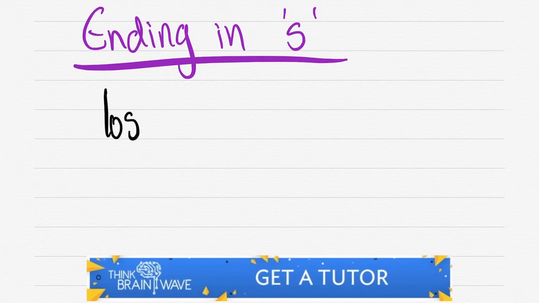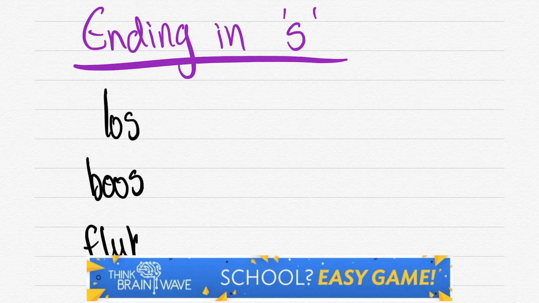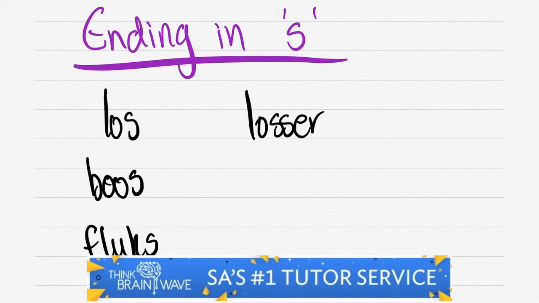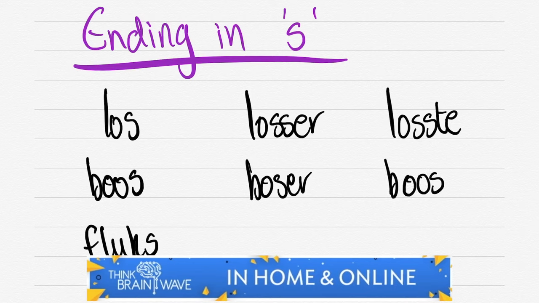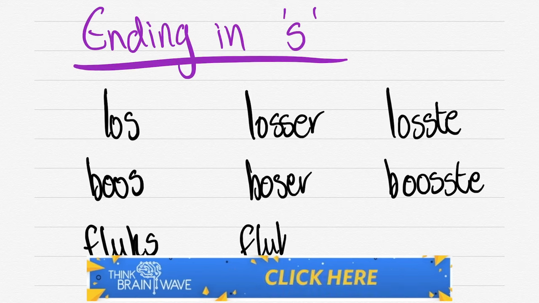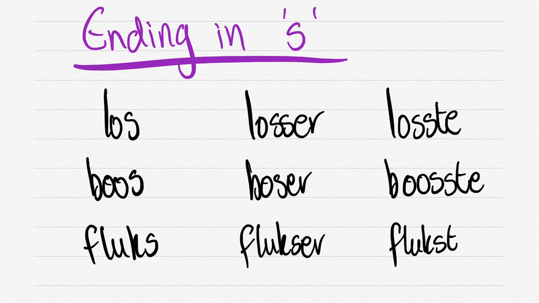Let's do words ending in the letter S. Los, bos, boos, fluks. Losser, losste, you see we double that S. So you just add an STE. Boos, booser, drop the one O, and then fluks, flukser.